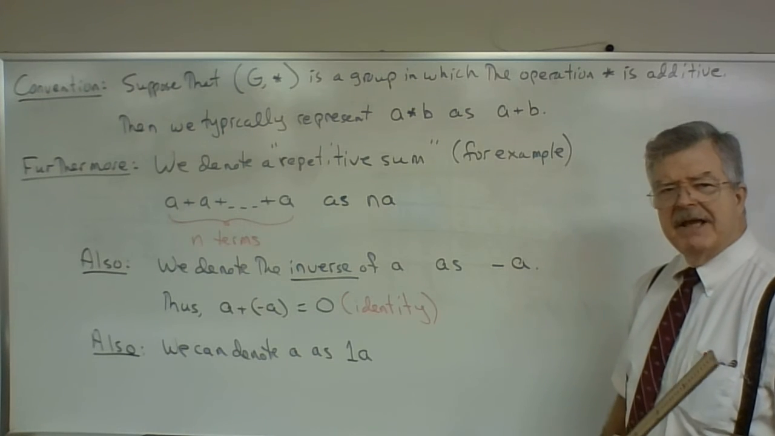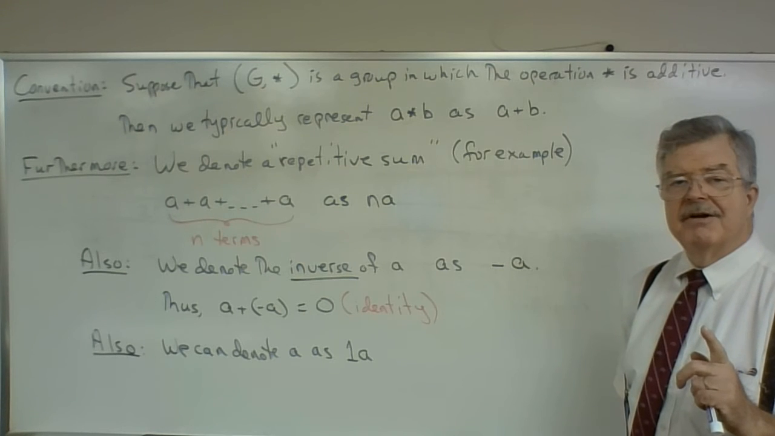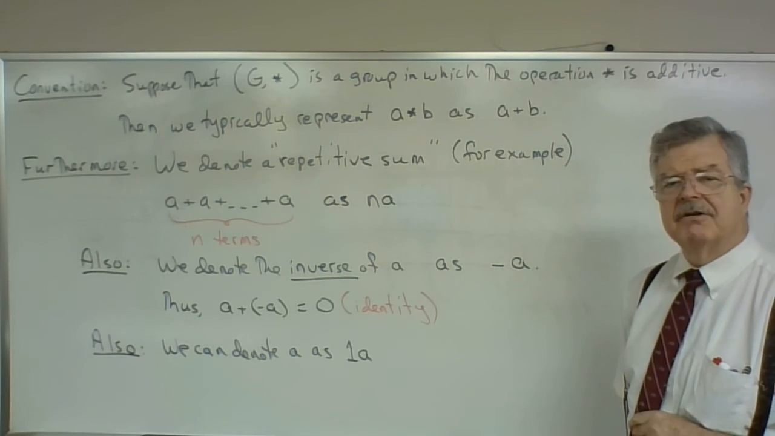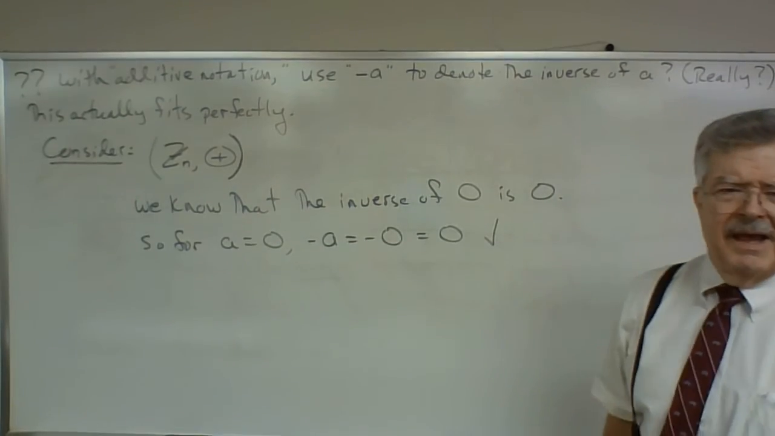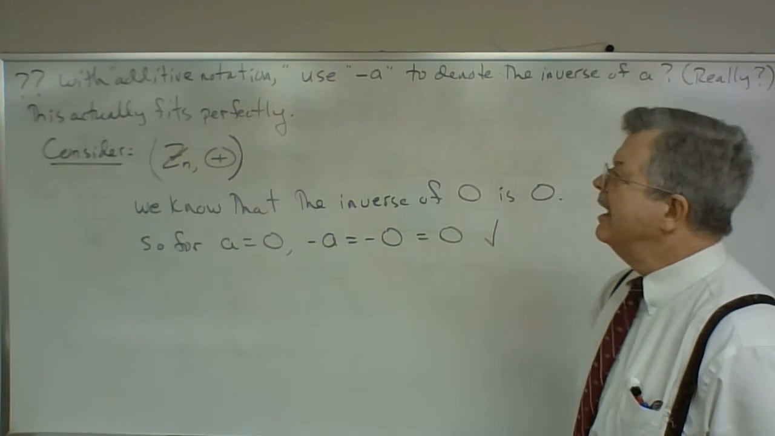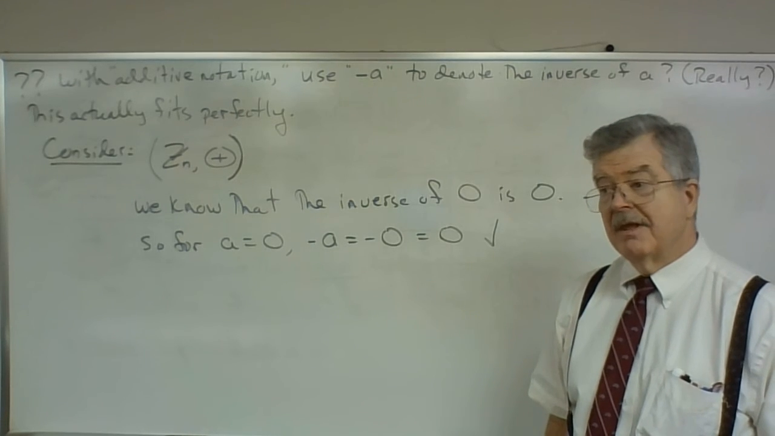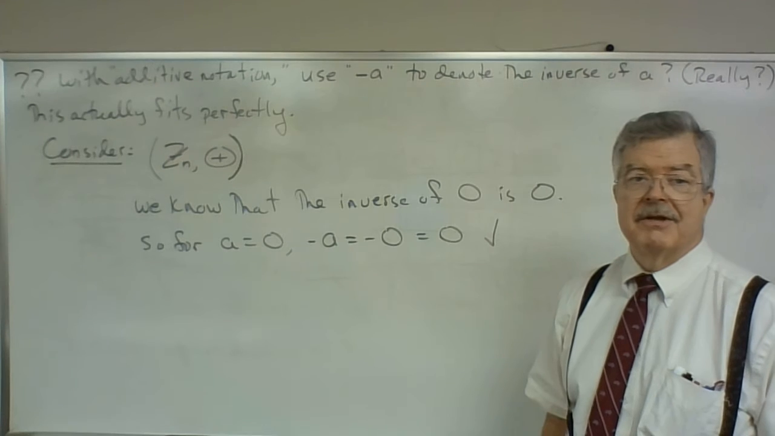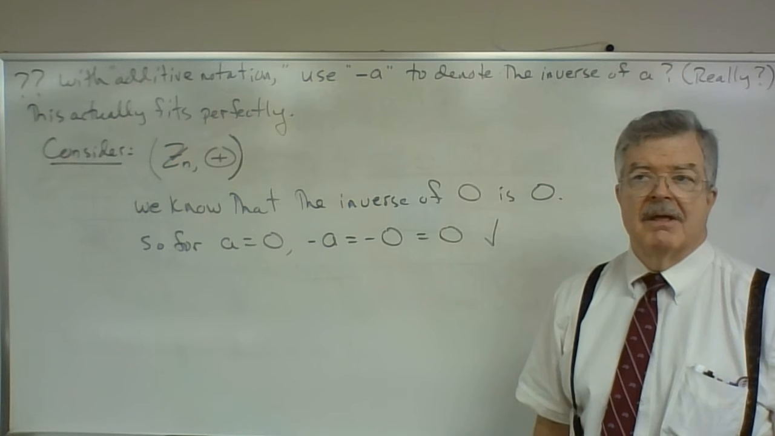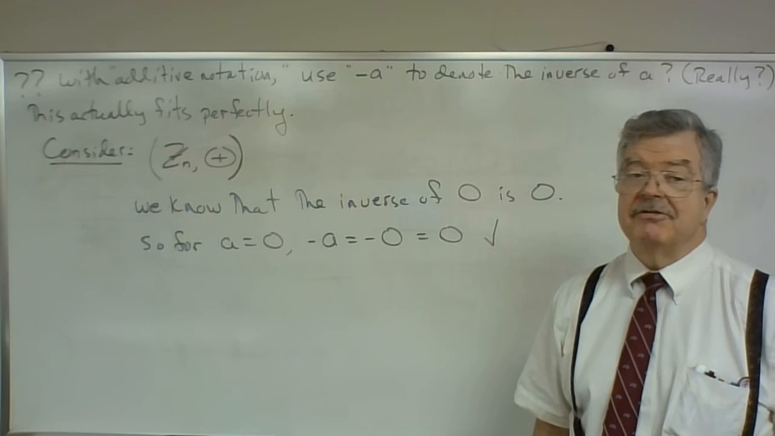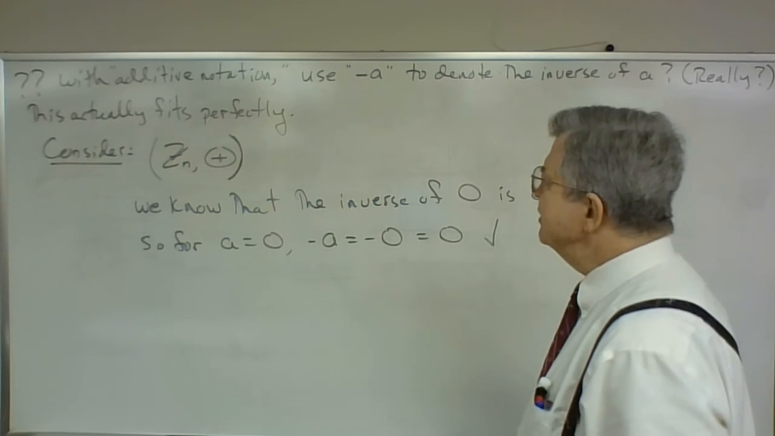And that kind of makes sense, especially under the operation of addition modulo n, and I'll show you why. Yeah, this additive notation, use negative A for the inverse. Well, under regular arithmetic, addition and subtraction of real numbers, for any real number x, minus x is its additive inverse, so that makes sense. But there's something else to consider too.